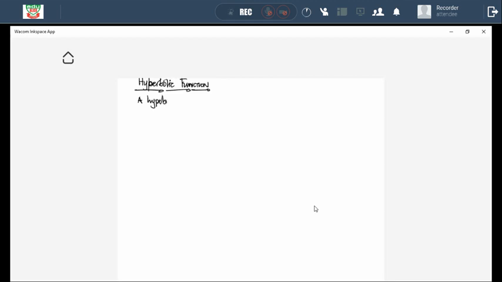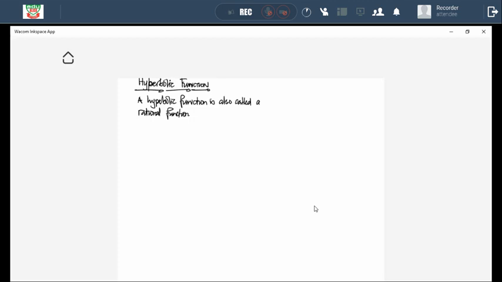A hyperbolic function is also called a rational function. A rational function.